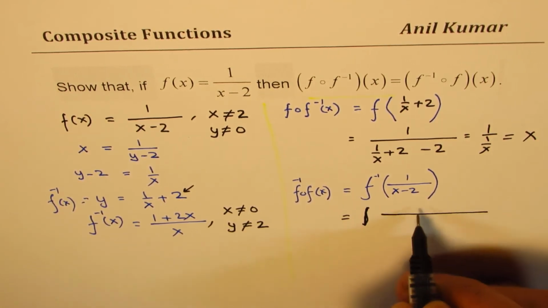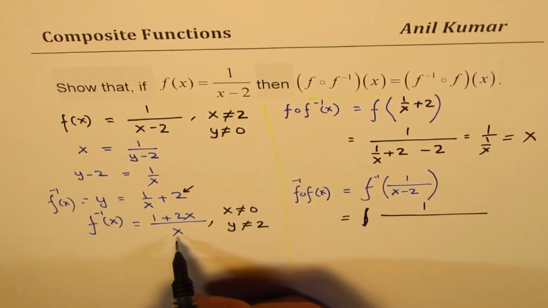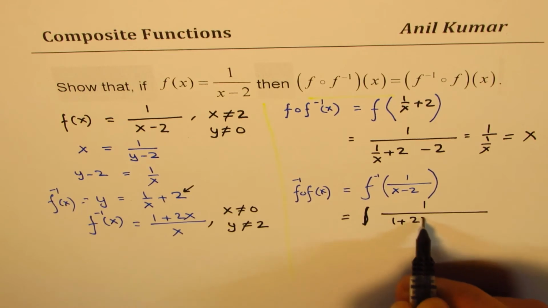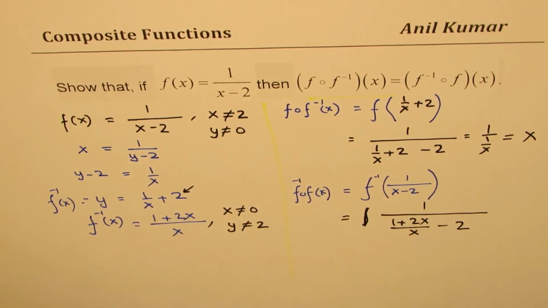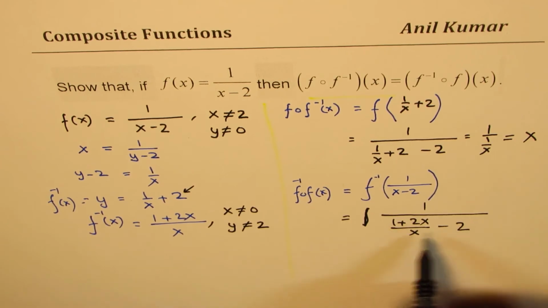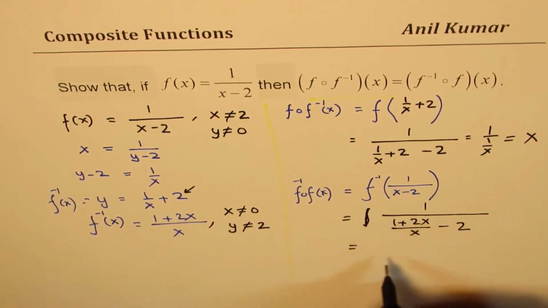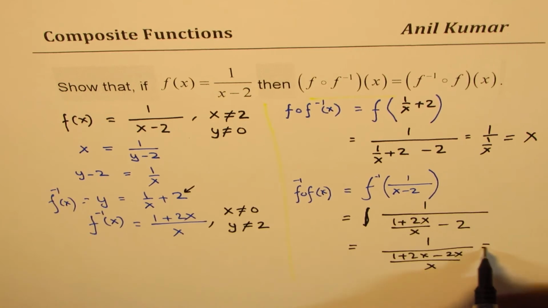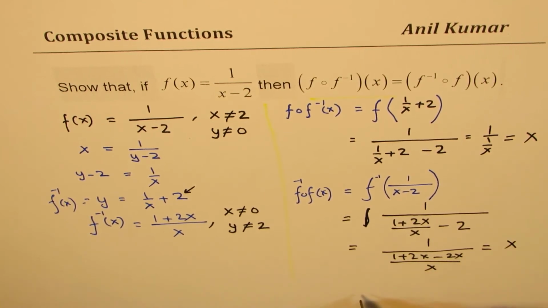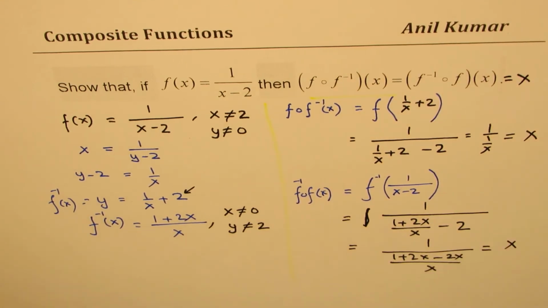So what we have here is 1 over, instead of x, I'll write this, which is, let us say, 1 plus 2x over x minus 2. So this time I use this one. Now you can take a common denominator and simplify. If you do, you get 1 over 1 plus 2x minus 2x over x, and that gives you x again. So both these functions are actually equal to x.